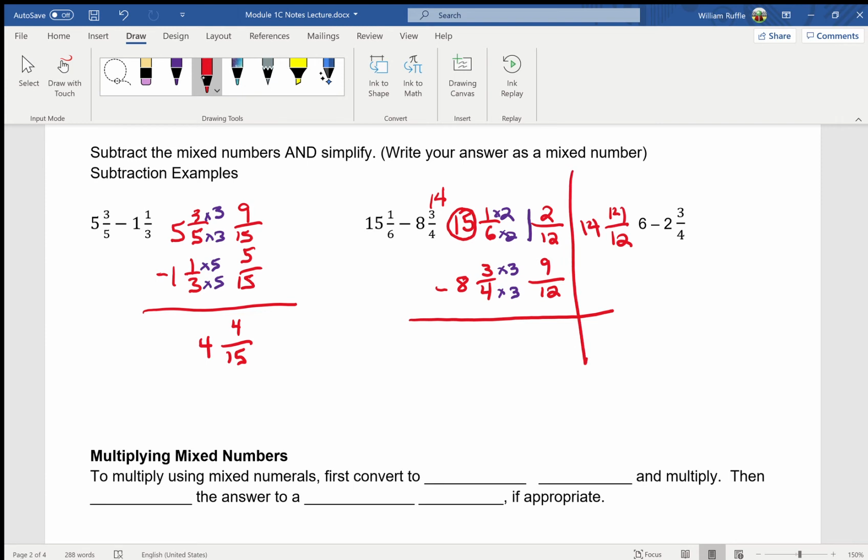Now, the 9/12 just has to be rewritten again. 8 and 9/12. And now I subtract. 14 minus 9 is 5. 14 minus 8 is 6. So my answer is 6 and 5/12.